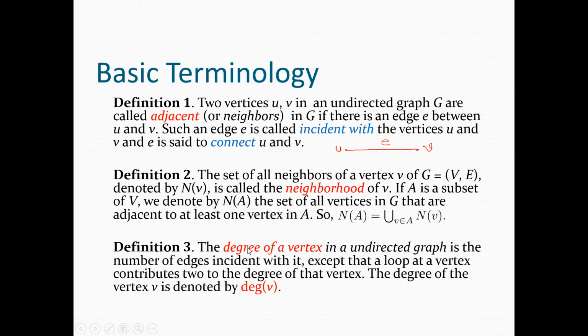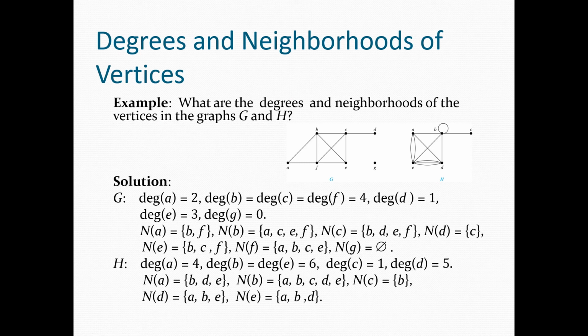Definition 3. The degree of a vertex in an undirected graph is the number of edges incident with it, except that a loop at a vertex contributes 2 to the degree of the vertex. The degree of the vertex V is denoted by deg(V). So here is an example. Here we have two graphs G and H. What are the degrees and the neighborhood of the vertices in the graphs G and H?